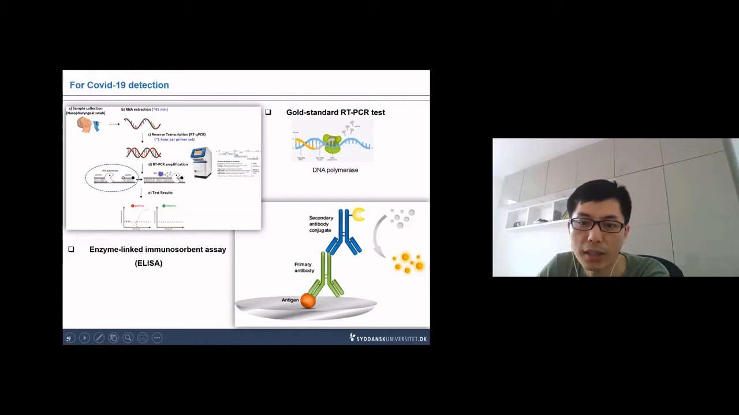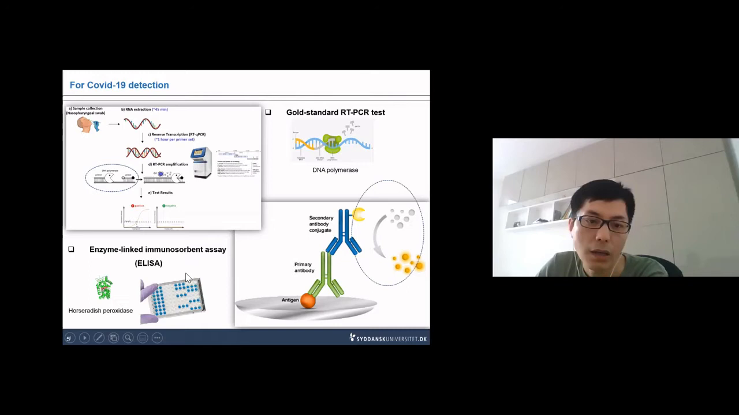Then afterwards, you drop a second liquid which contains another antibody together with an enzyme. This antibody will combine with the primary antibody. In the end, the system contains an enzyme, for example, horseradish peroxidase, which is able to catalyze a reaction to produce color. This color can be read by a machine to tell whether the sample has the antibody or not.